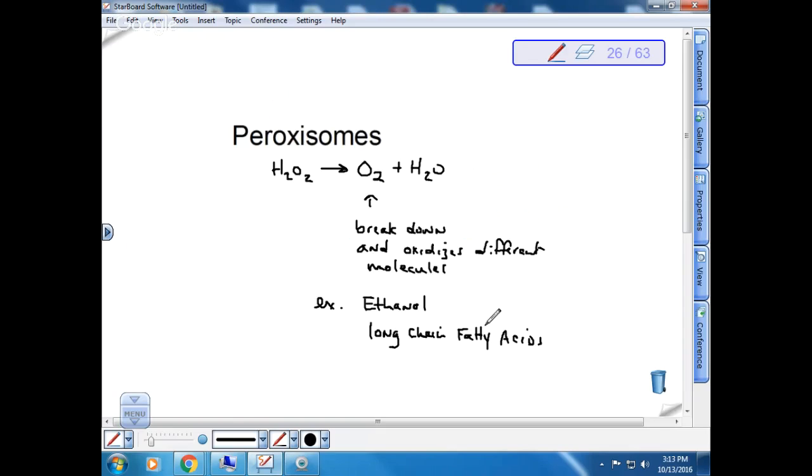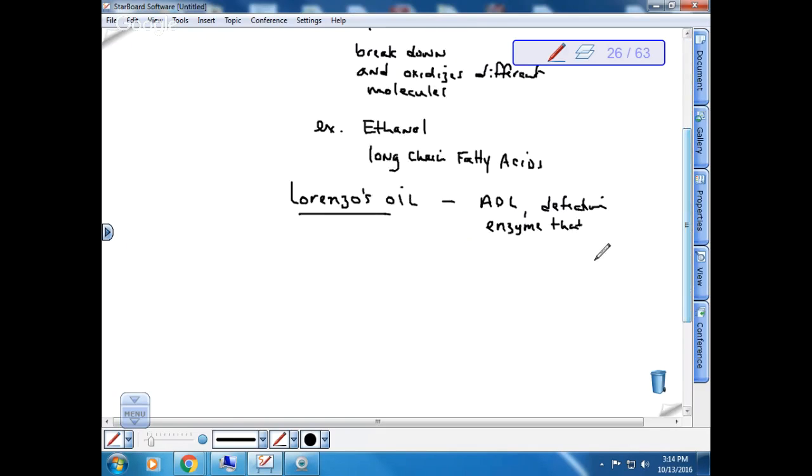Right. And there is a genetic disease that was portrayed in a rather famous movie, but you might not have heard of it because it was so long ago now. It was called Lorenzo's Oil. Has anybody ever heard of that movie? Yes. Right. So this was a family whose child was born with ADL, which is adrenoleukodystrophy. You don't need to know that term. But ADL, we'll talk more about that because that is a defect in an enzyme that cannot break down specific fatty acids.